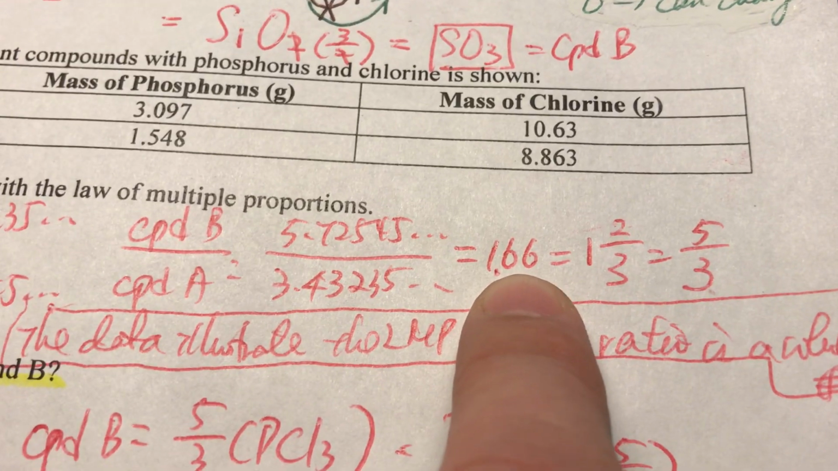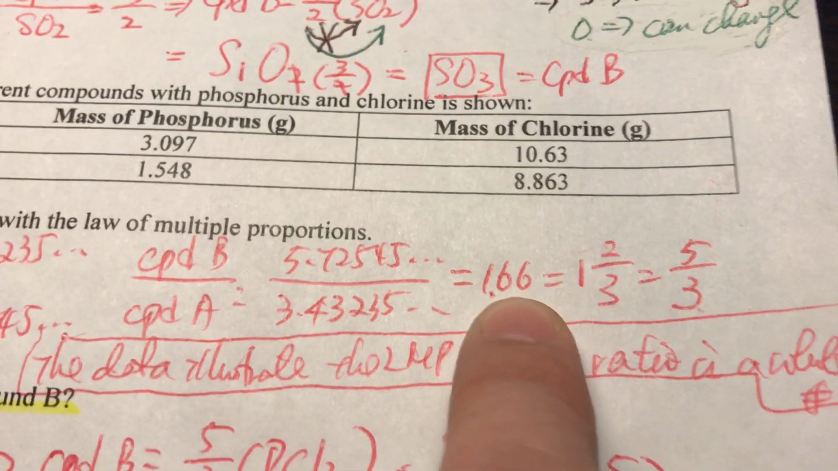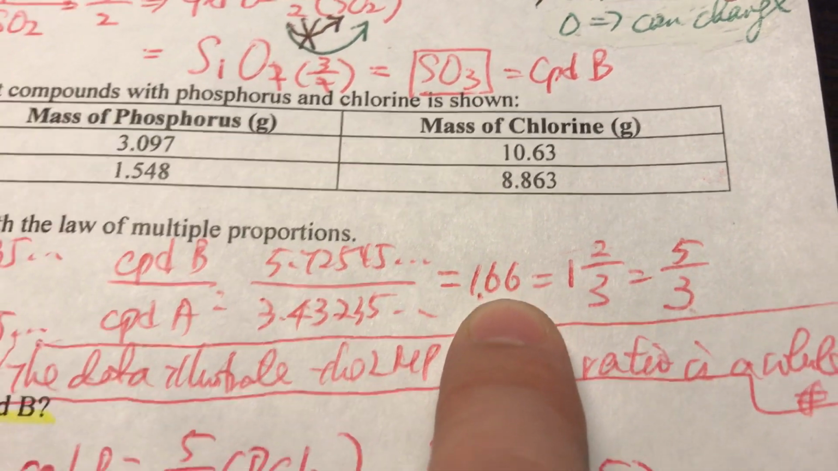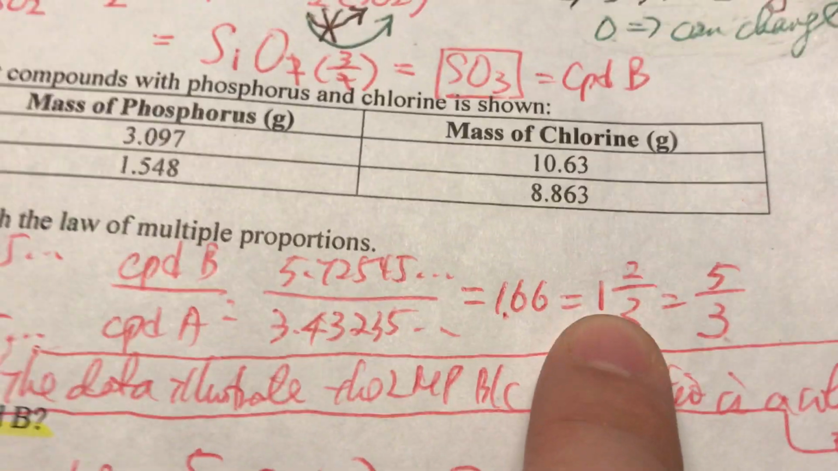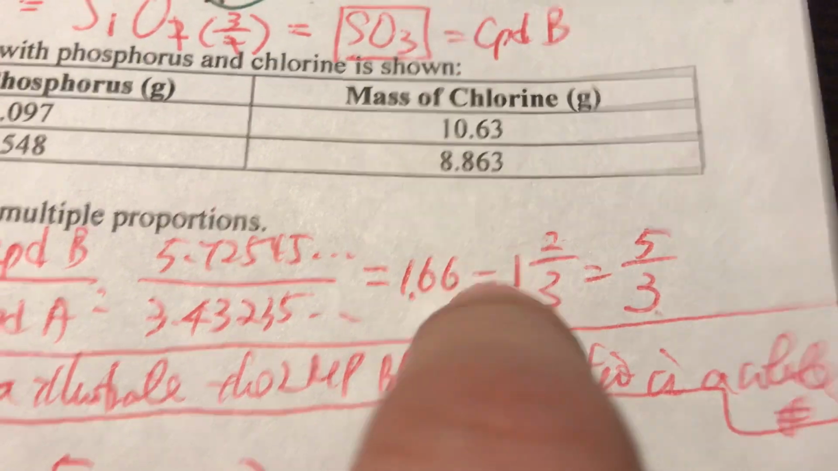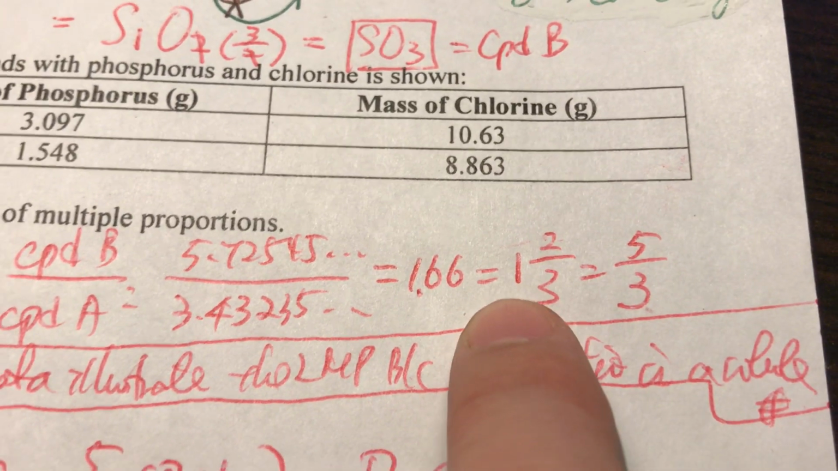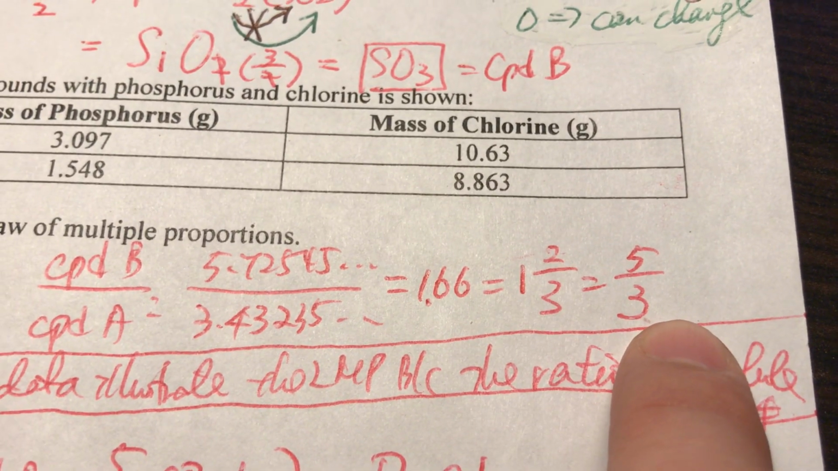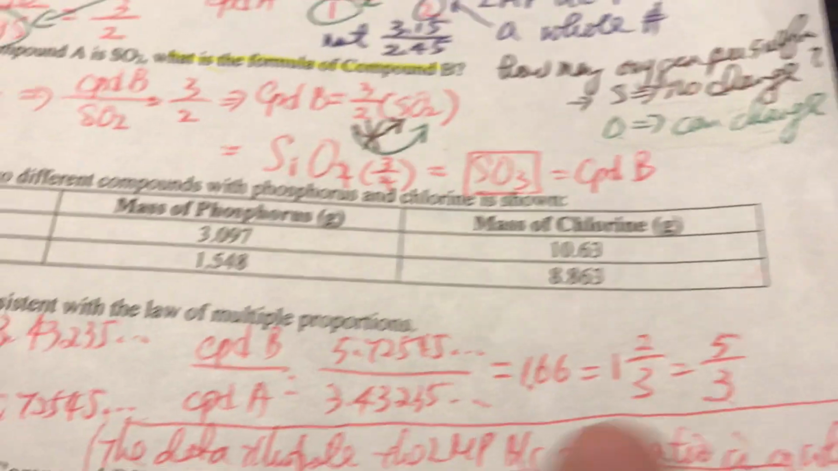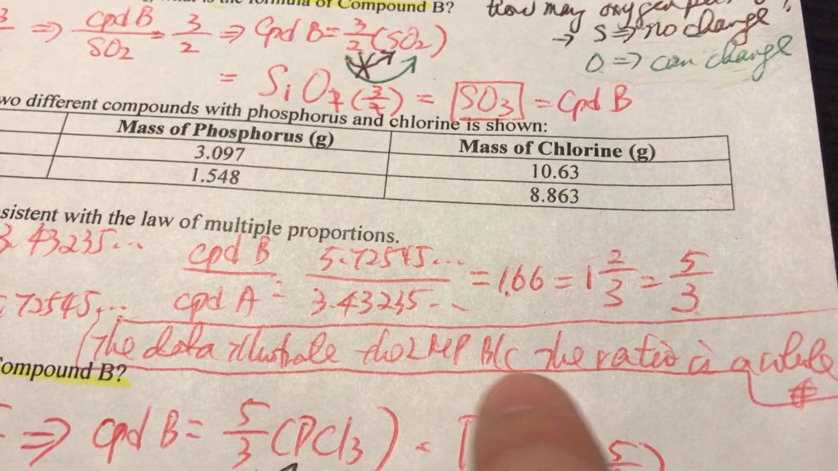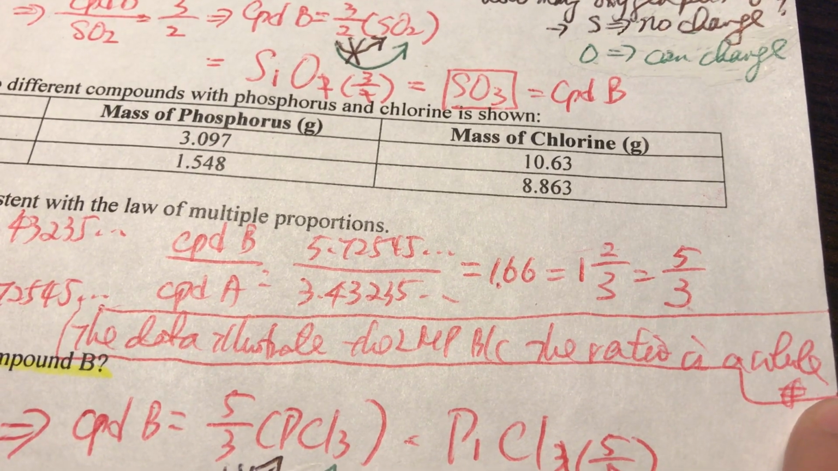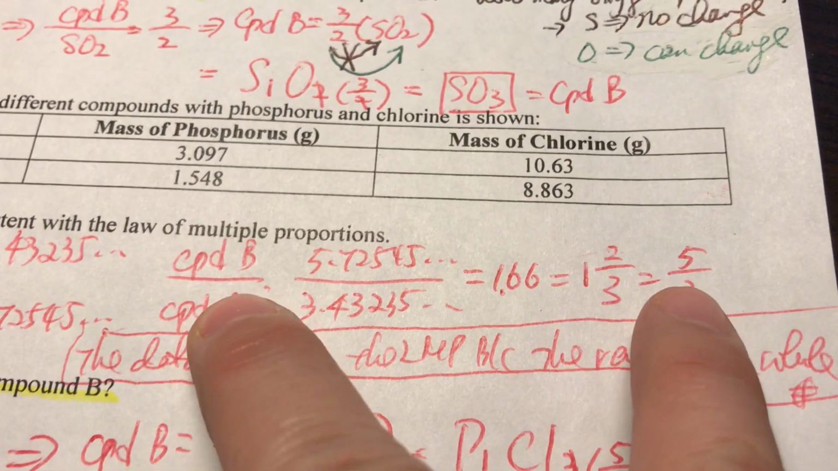If you don't know how to get 2/3, 0.33 is 1/3. 0.66 will be 2/3 because it's twice. Okay? Or you know the pattern. So 1 plus 2/3, and then I change it to an improper fraction to be 5/3. This is my ratio. Then I can write down the same sentence. The data illustrate the law because the ratio is a whole number.